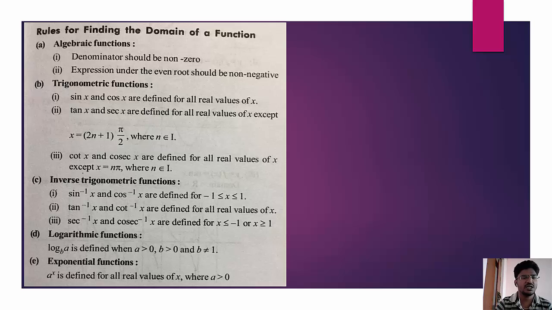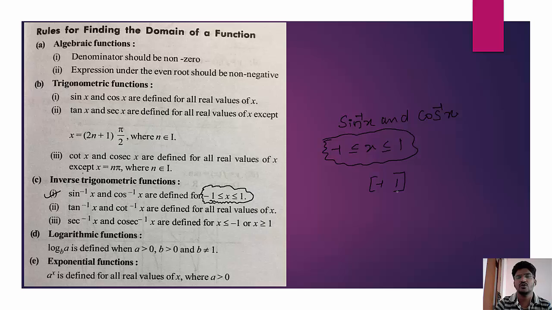Okay students, first let us see sine inverse x and cos inverse x. They are defined for -1 to +1. That means they are defined in the closed interval minus 1 to plus 1. Clear? If it is defined from minus 1 to plus 1, this is called the domain.